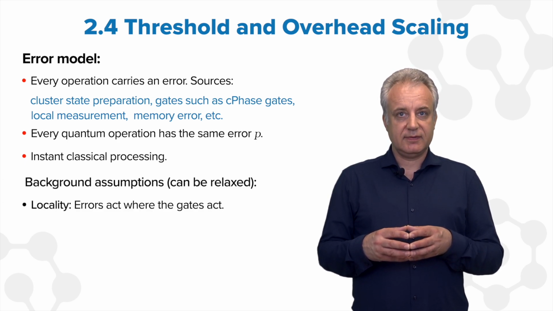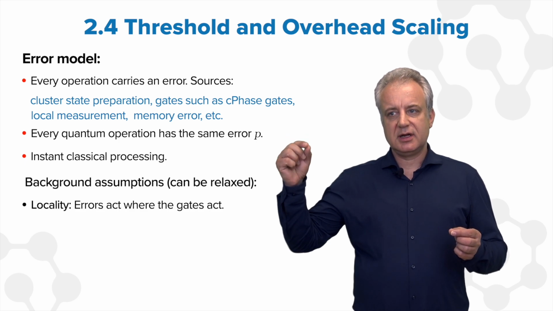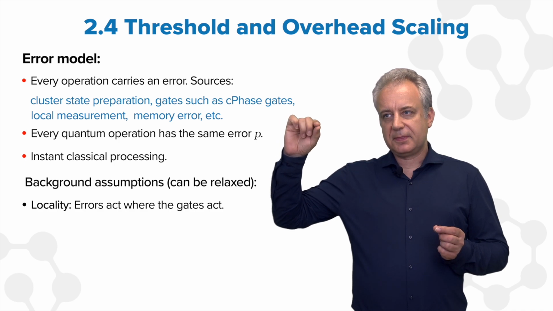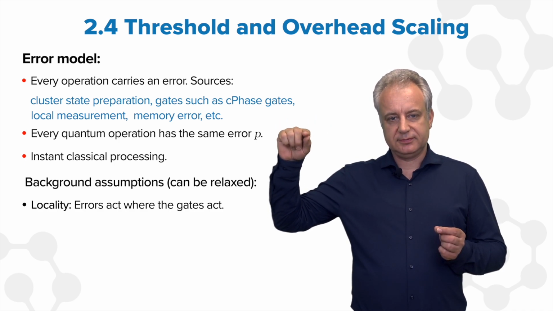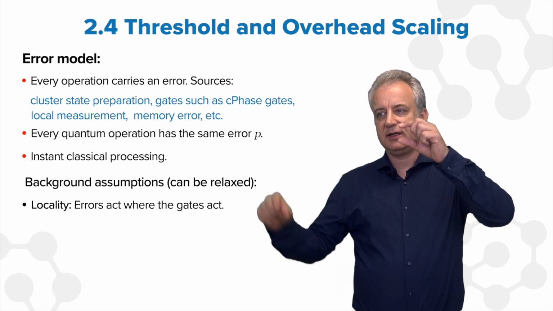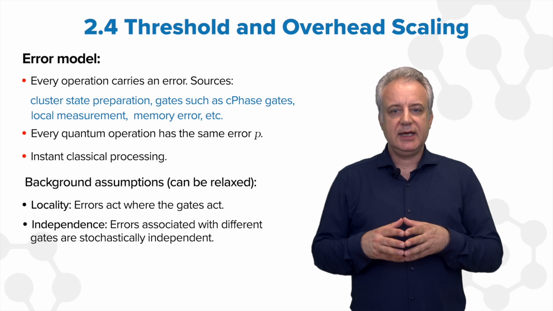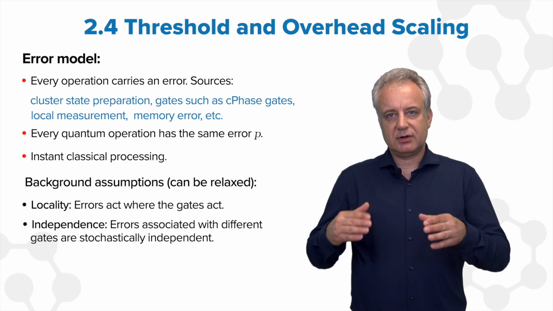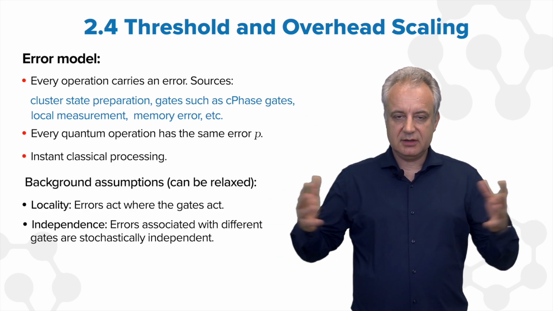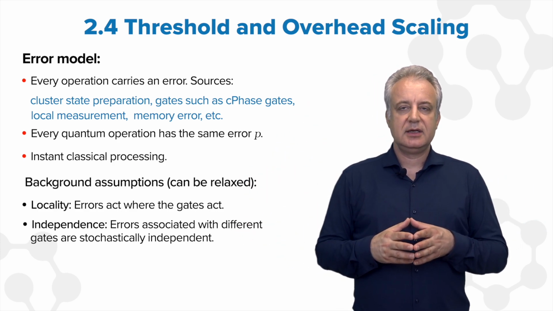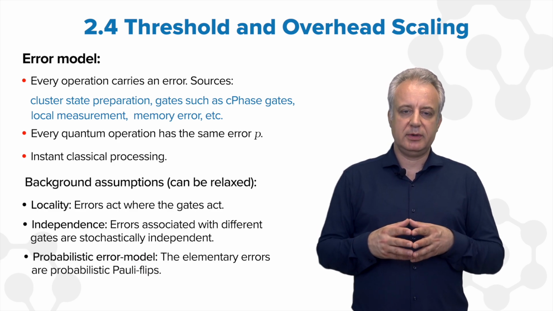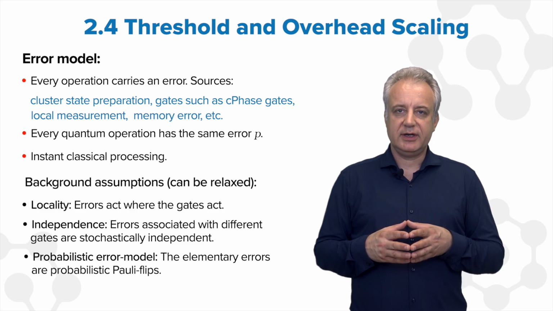So, locality. The Pauli errors that we consider happen exactly where the gate acts that they correspond to, in exactly the same location. For one-qubit gates, it's the same qubit. For two-qubit gates, it's the same two qubits. Independence: the errors corresponding to different gates in the creation of the cluster state or in the measurement are independent. And we're dealing with a probabilistic error model, as I already discussed.